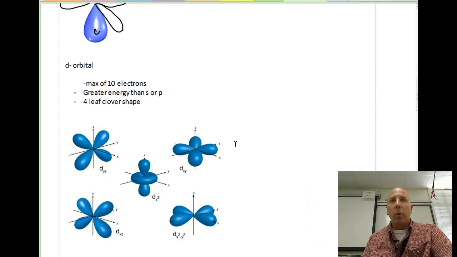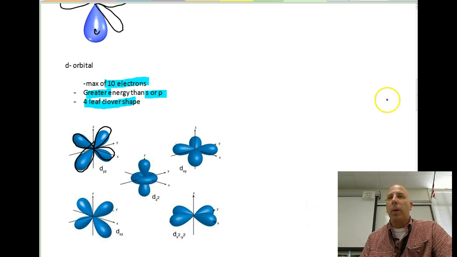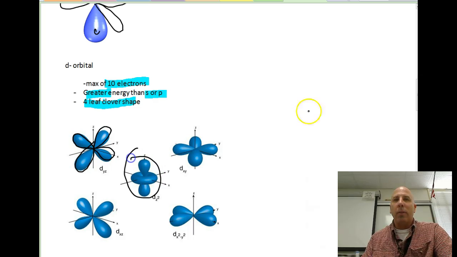We then get to our d orbital. D orbitals have a max of 10 electrons. They are greater energy than s or p, and they have what we call a 4-leaf clover shape for the most part. And so here's your 4-leaf clover shape in our d orbitals. Okay, with the exception of this one in the middle, not really a 4-leaf clover shape, but for the most part they are 4-leaf clover shape. Again, 4 more to that, 10 electrons.